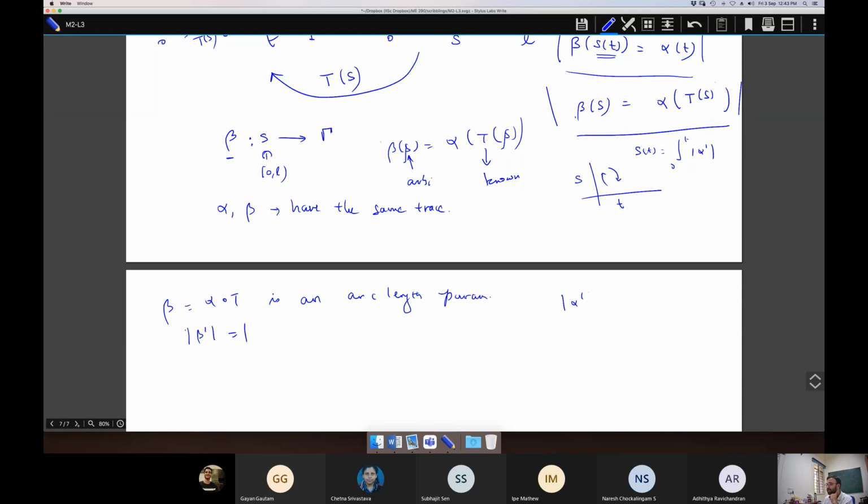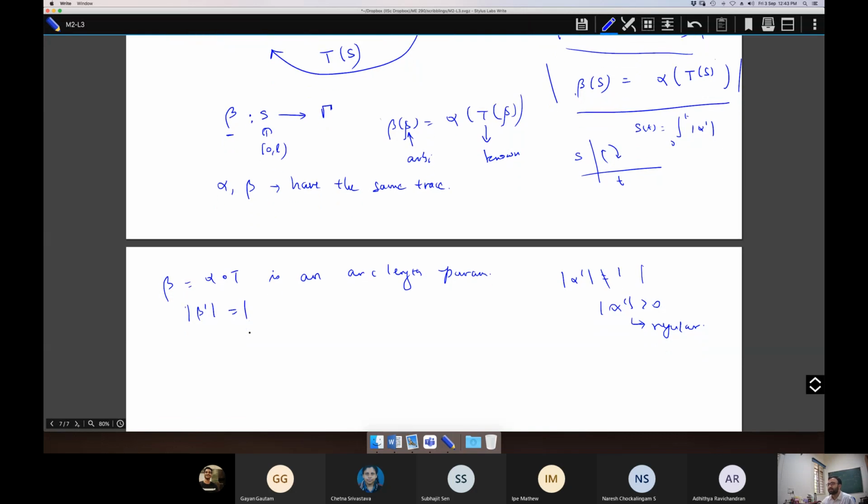Is mod alpha prime 1? No, not in general. So this could be larger than 1, smaller than 1. The only thing we know is that mod alpha prime is always greater than 0. Why? Because the curve is regular, because of the regular assumption. So alpha is not a parameterization by arc length, but we claim that beta defined this way is a parameterization by arc length. So, shall we compute it?